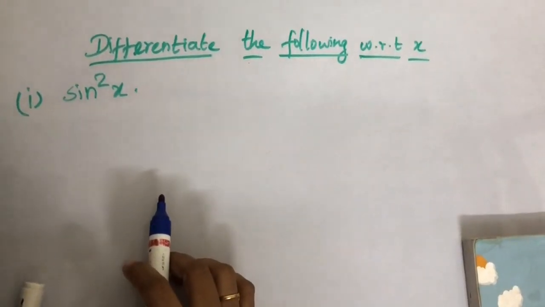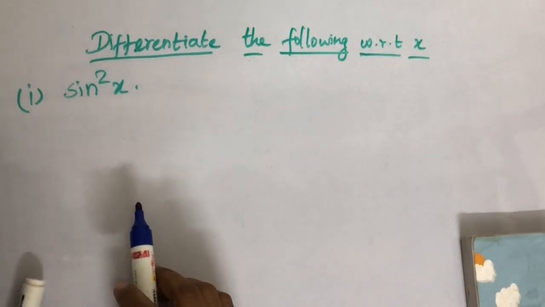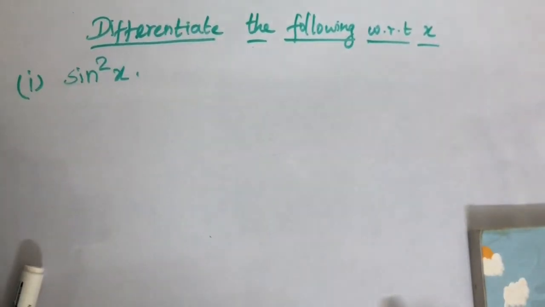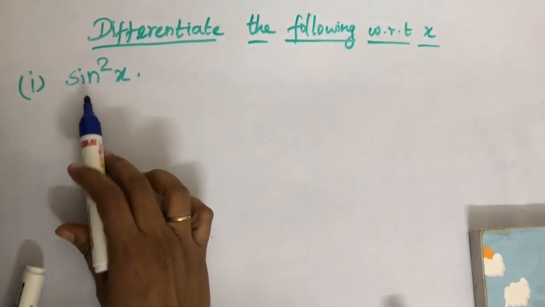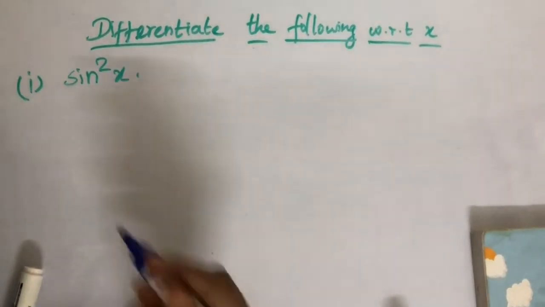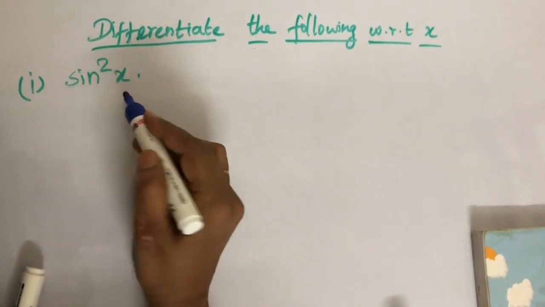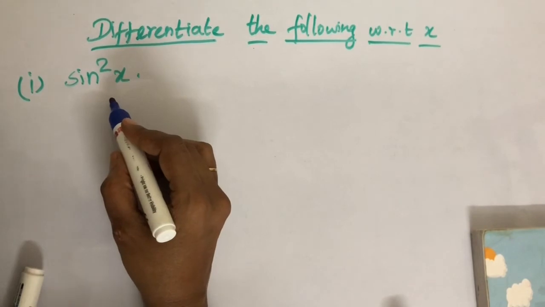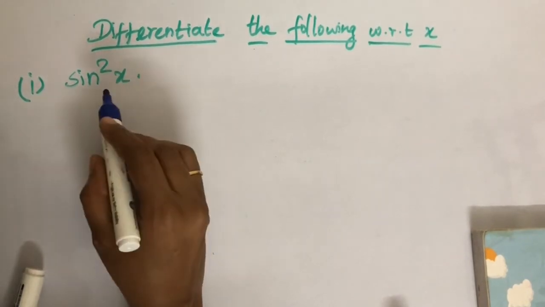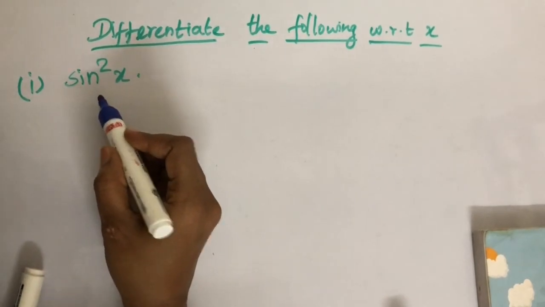Differentiate the following with respect to x. First one is sine square x. We don't have a formula for sine square x, cos cube x, and such. So here we have to differentiate this using the chain rule. What is the chain rule? If we have a function inside a function, then we use the chain rule to differentiate it.